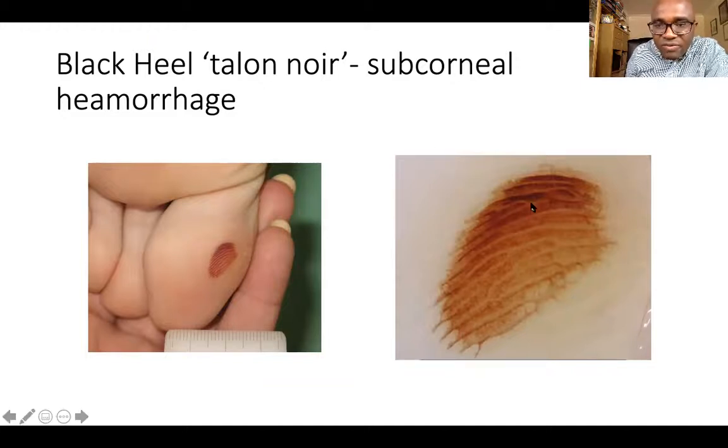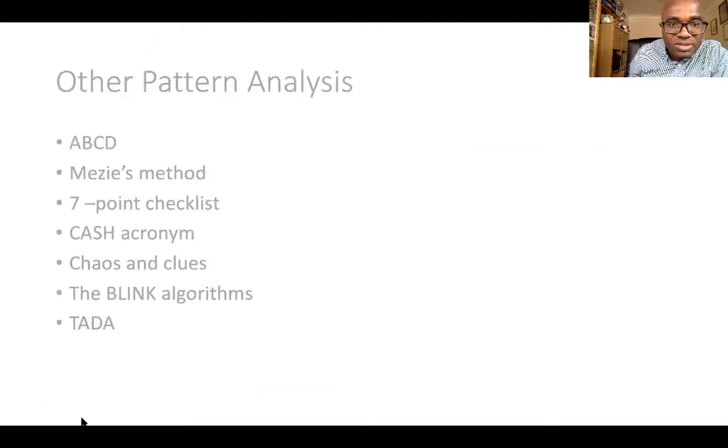It might take a couple of weeks for it to disappear, but really this tells you that you are not dealing with a melanocytic lesion. This is blood. So beware of the talon noir, subcorneal hemorrhage. The patient will probably tell you there's no trauma, but dermoscopy will tell you there it is.